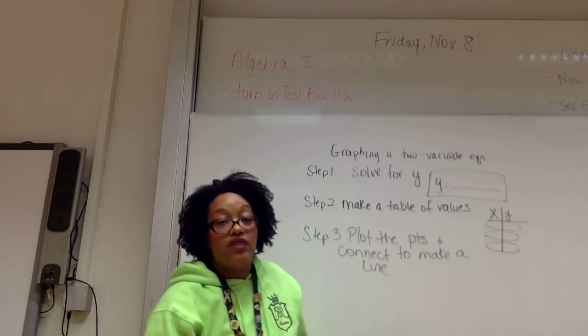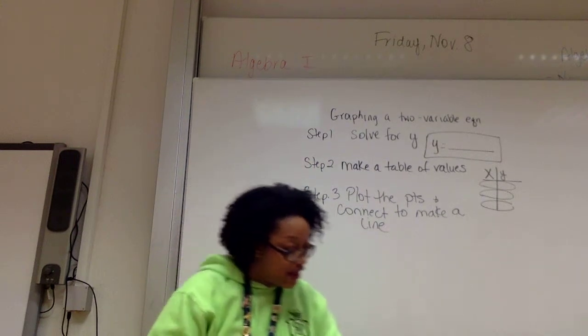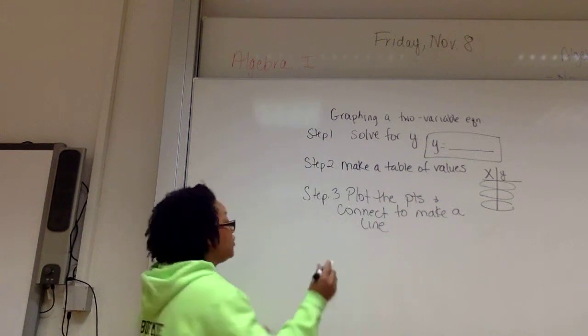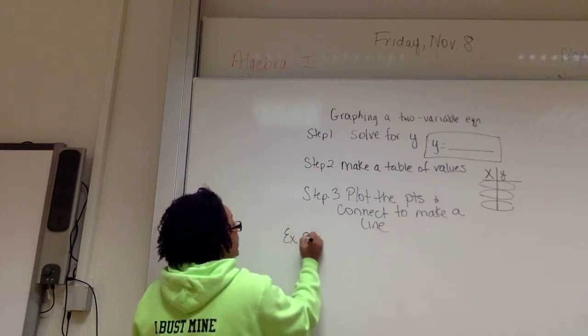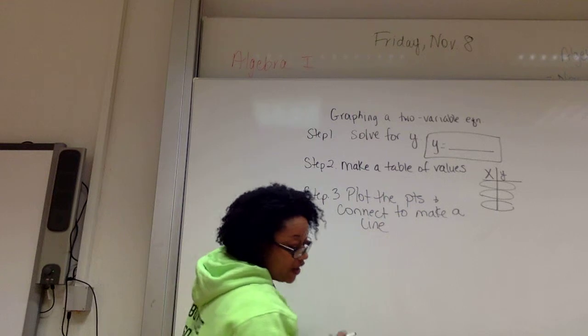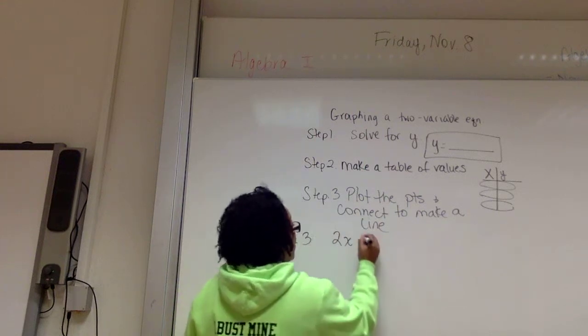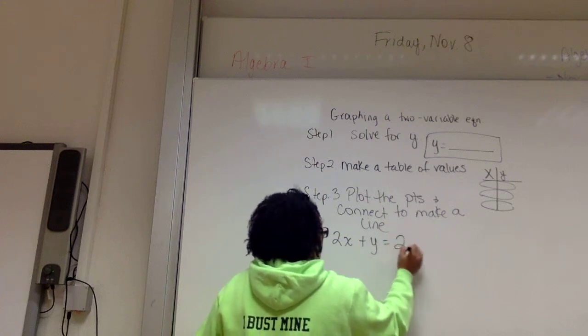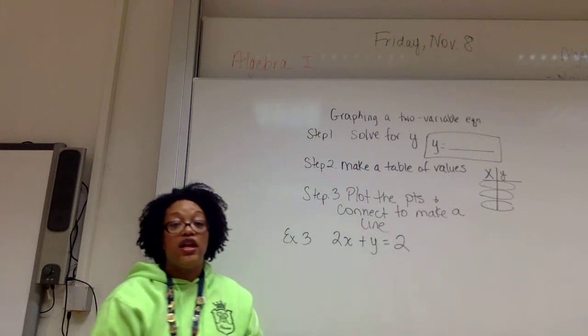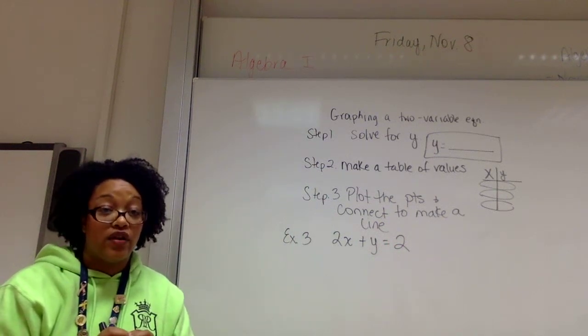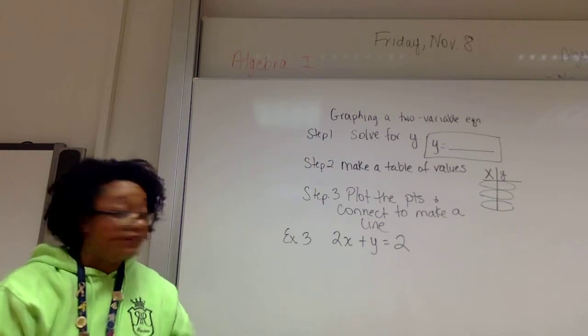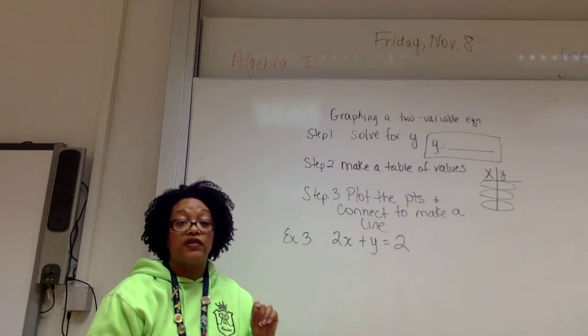So what I want to do next is we're going to try one of these. Let's look at example 3 there on your notes. You've got your graph already laid out. Your equation is 2x plus y equals 2. So this is the equation that we want to graph our line. We got to start with the first step.